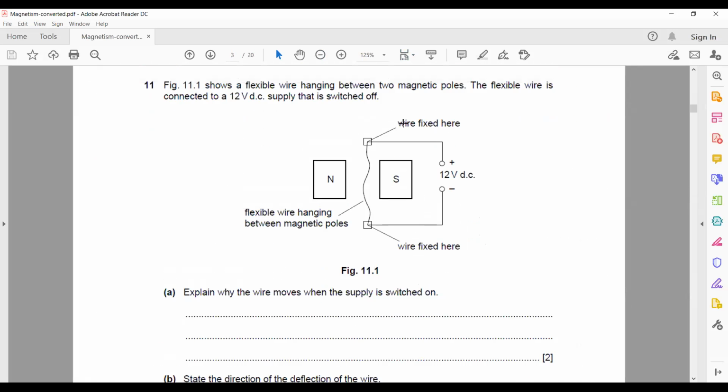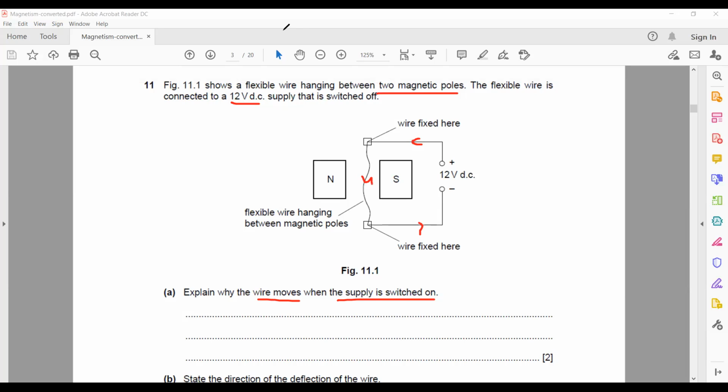Figure 11.1 shows a flexible wire hanging between the two magnetic poles. The flexible wire is connected to a 12-volt DC supply that is switched off initially. There is no current. Explain why the wire moves when the current is switched on. So the same reason as I told: when we pass the current through the wire, current is always from positive to negative. So there is a force because of the magnet.